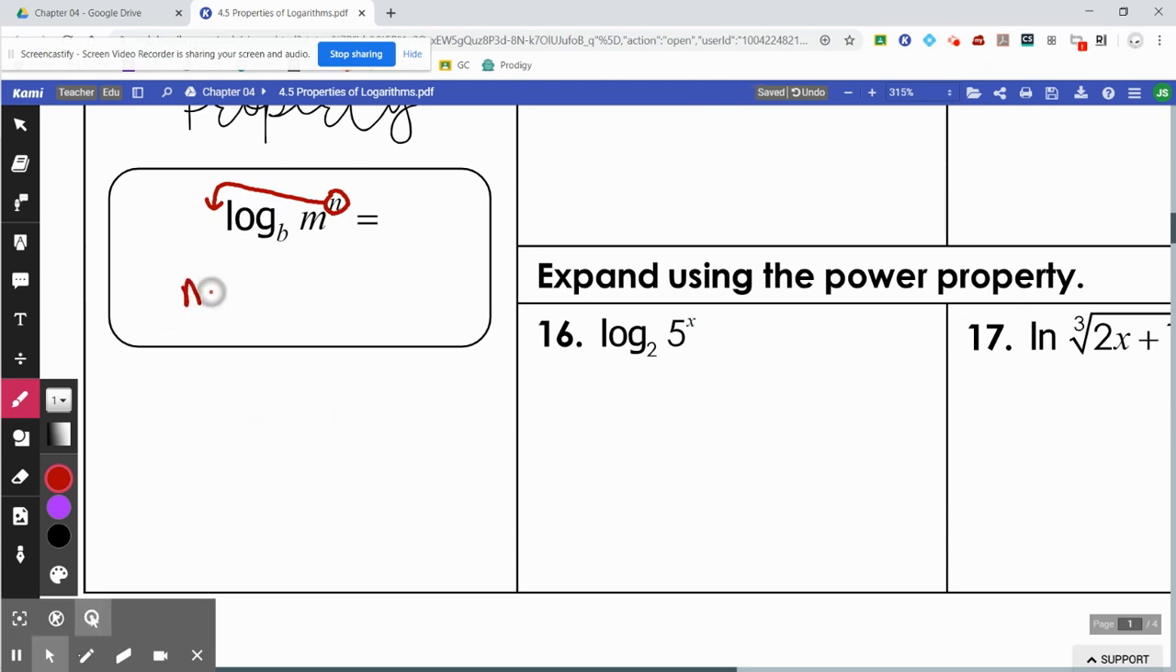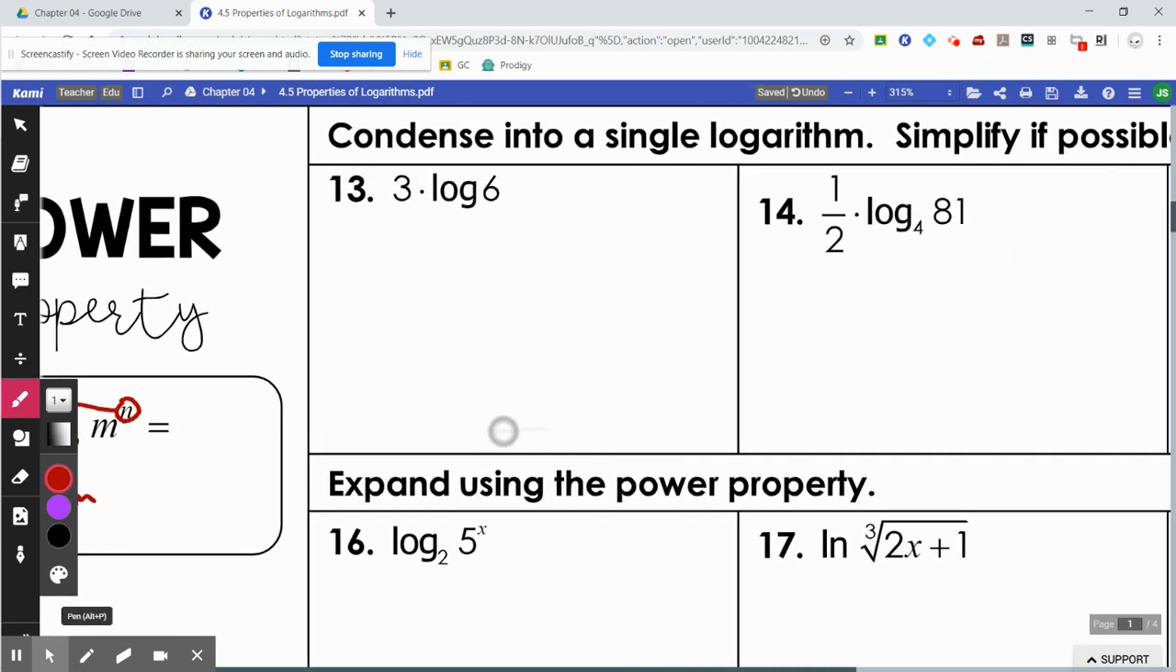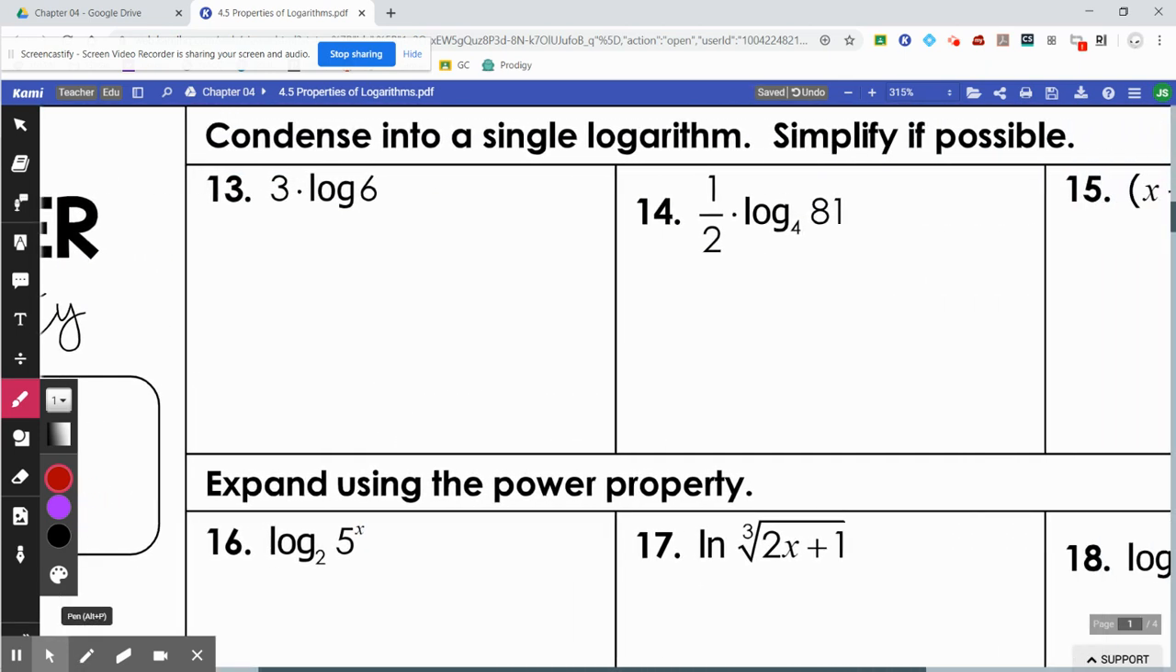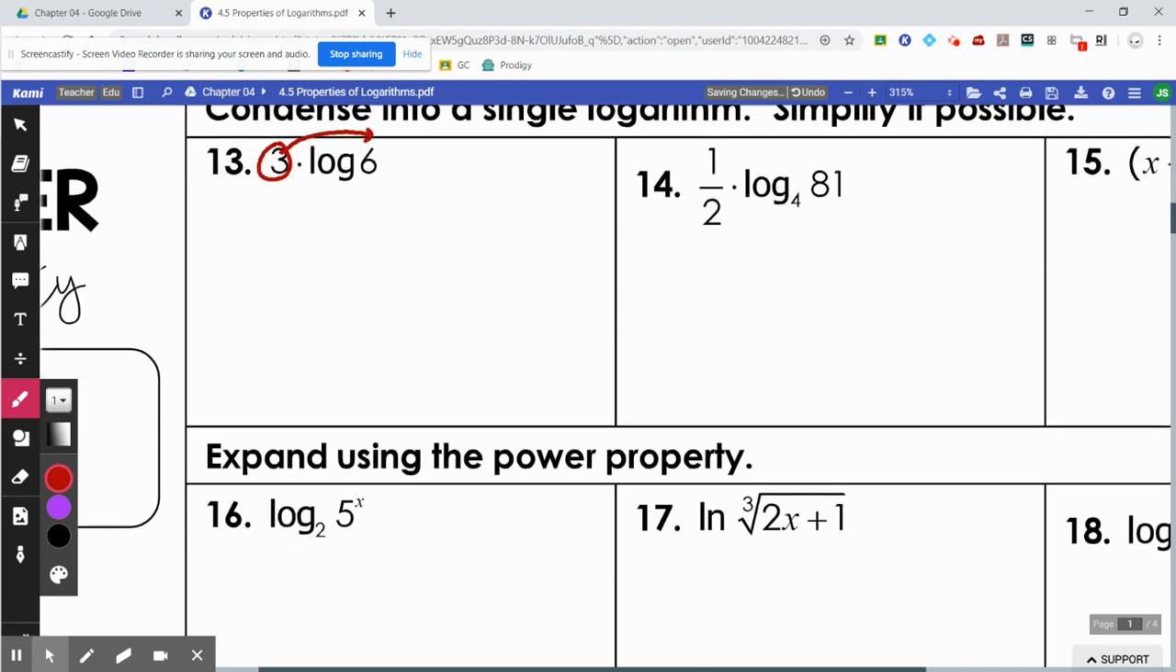And you can write this as n times log base b of m. So anytime you have an exponent, that exponent can be moved. Number 13, we're going to do it right backwards. It's already been moved, so now let's put it back. We're going to condense it to a single logarithm.